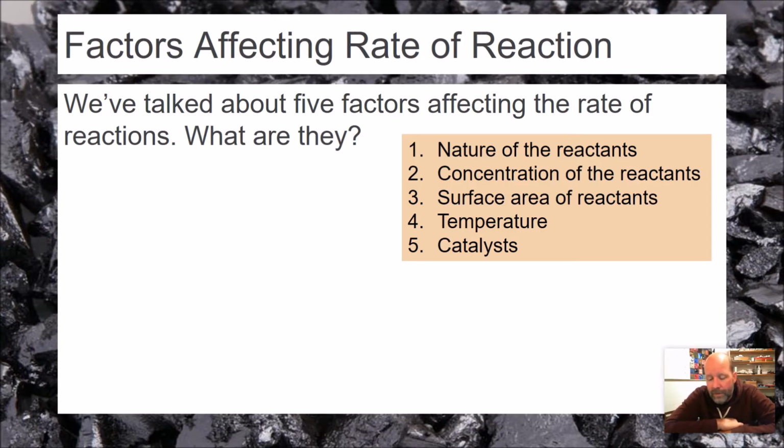So here they are. They're the nature of the reactants, right? Depending on the nature of the reactants, the reaction can be faster or slower. The concentration of the reactants, the surface area of the reactants, the temperature, and then the presence of a catalyst. All of those things can affect the rate of reactions.